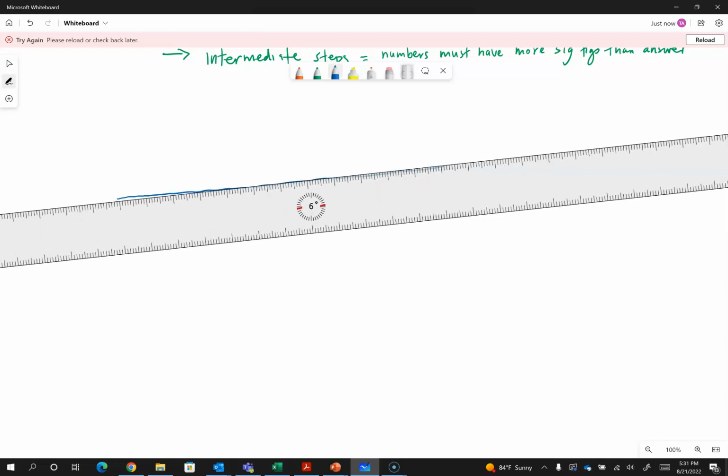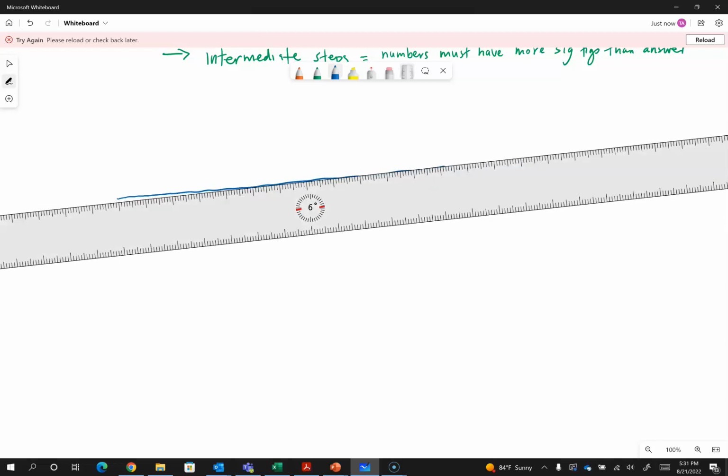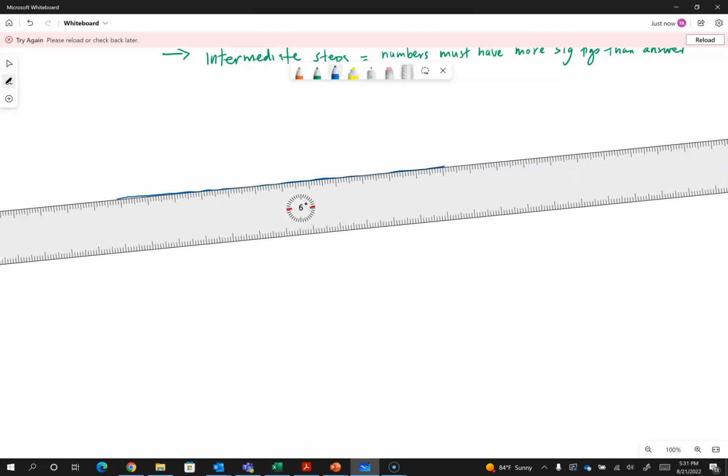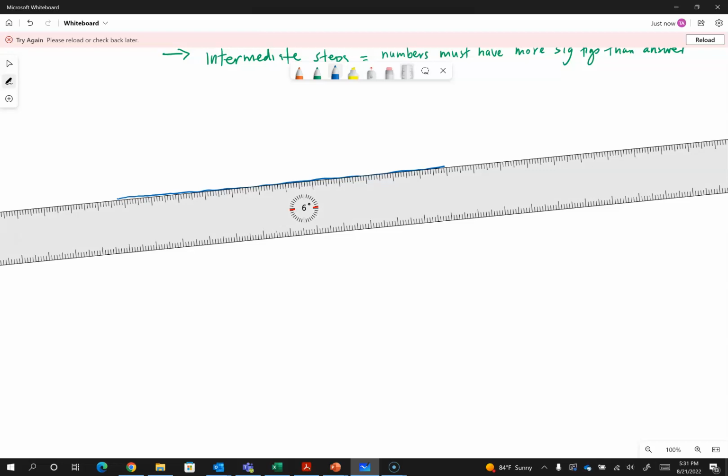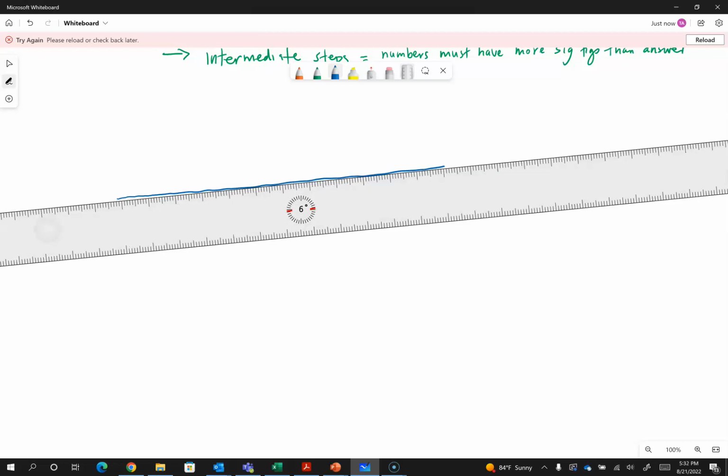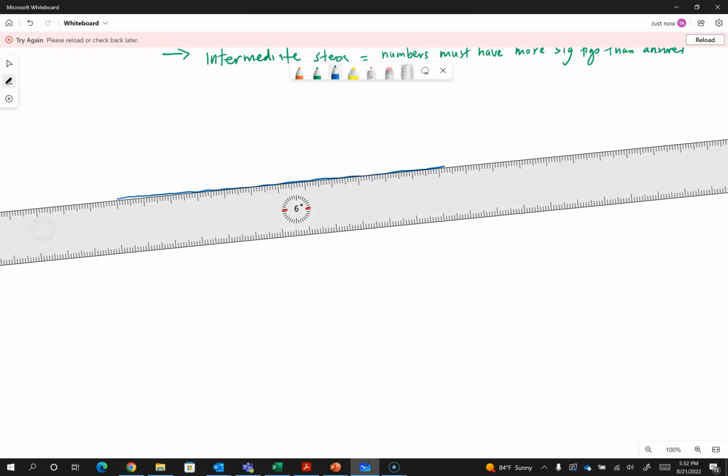So let's see. These are, I assume, inches. So 1, 2, 3, 4. I'm not lined up very well. Let's try that to get a little better. No, it doesn't like. Okay. 1, 2, 3, 4, 5, 6, 7, 8, 9, 10, 11, 12.2 is what it looks like. Inches.